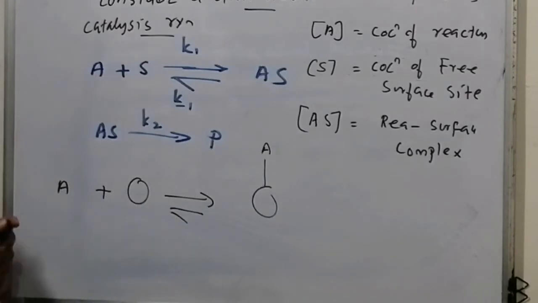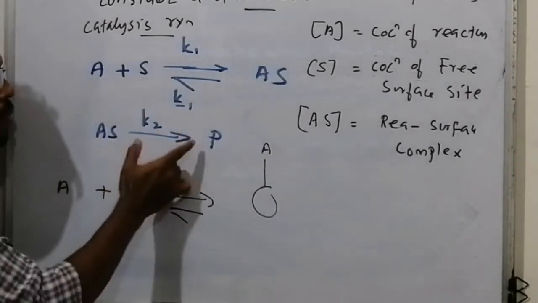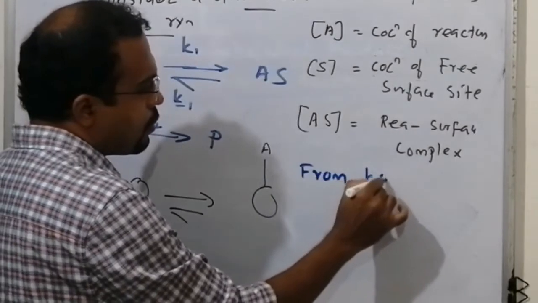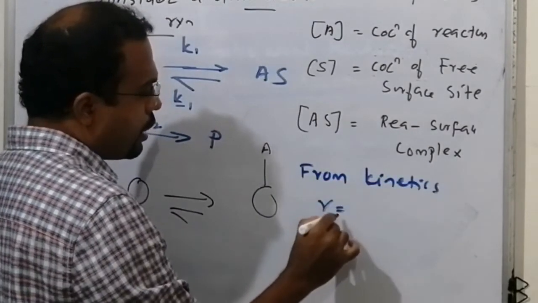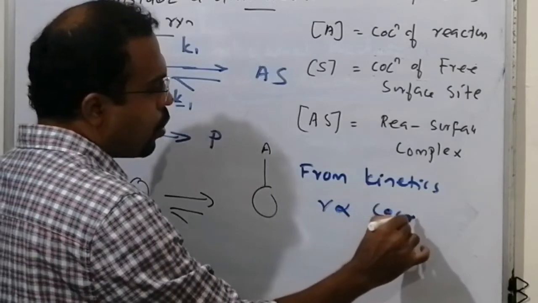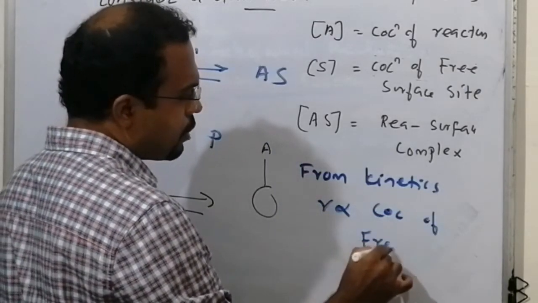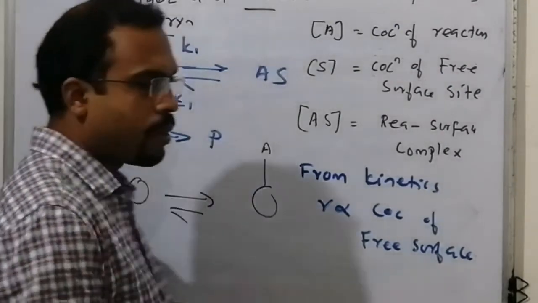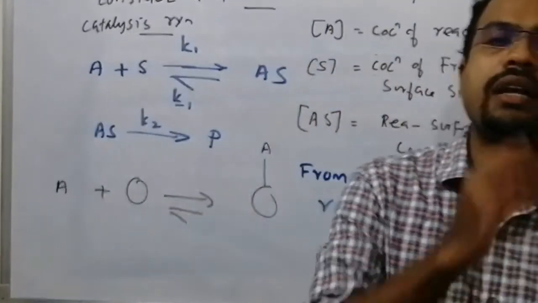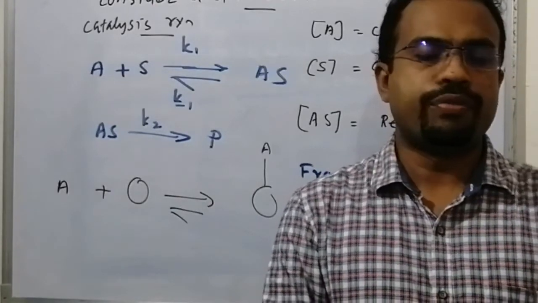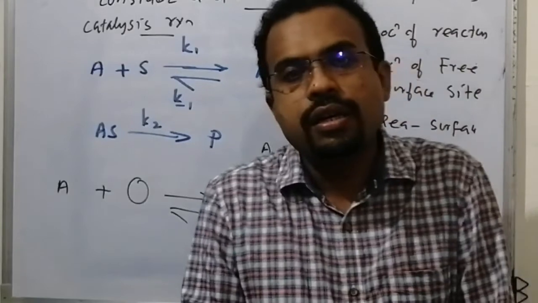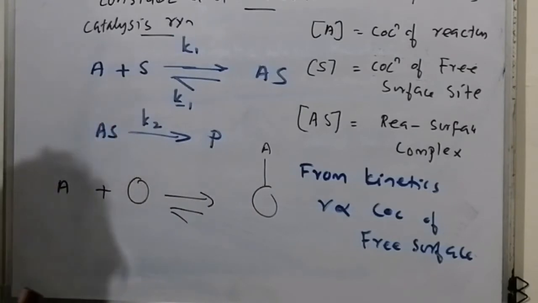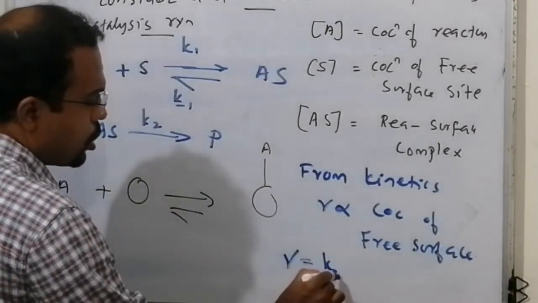There are two chances. The adsorbed species may be reverted back, or it can be converted into products. From kinetics, the rate of reaction is directly proportional to the concentration of free surface, because only adsorbed species are giving the products. Therefore, how much free surface area there is, that much reaction is produced. That concentration of surface is directly proportional to S. Therefore, R is equal to K2 into theta.